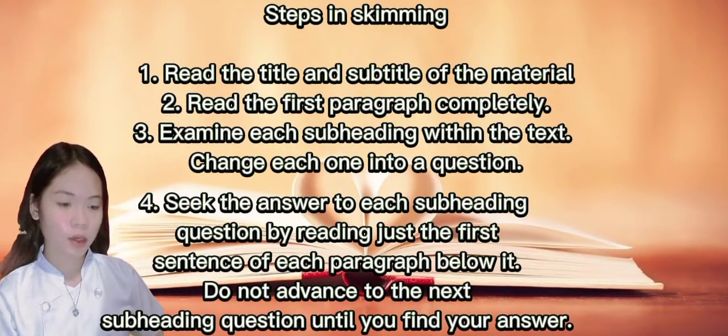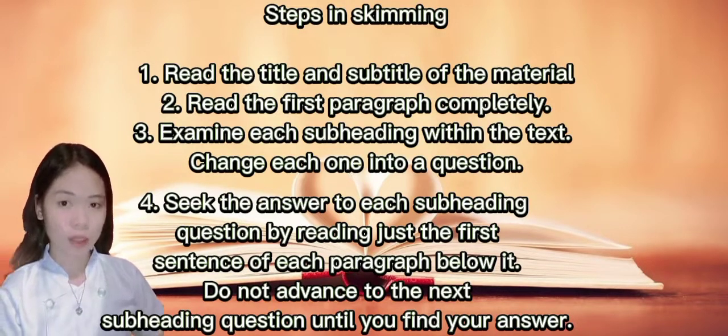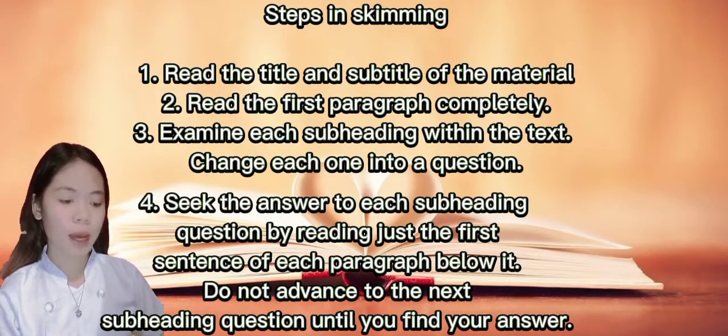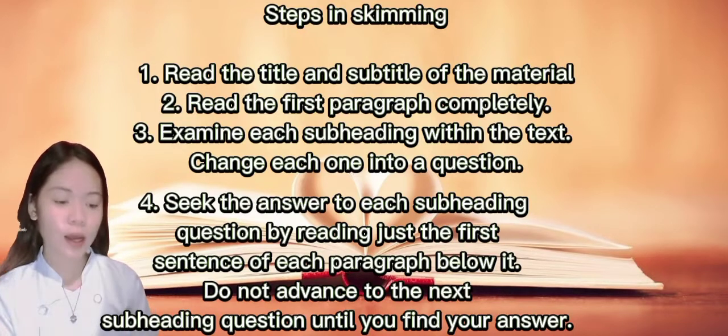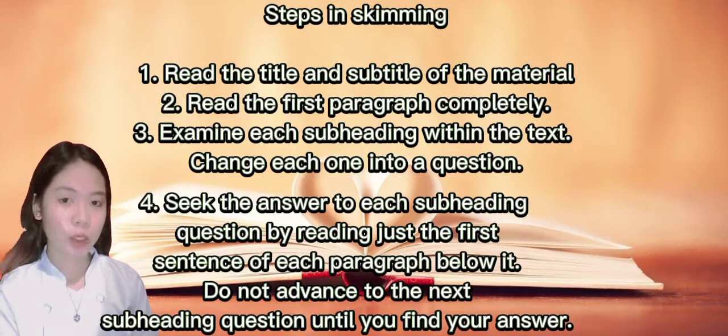Steps in skimming. First, read the title and subtitle of the material. 2. Read the first paragraph completely. 3. Examine each subheading within the text. Change each one into a question. 4. Seek the answer to each subheading question by reading just the first sentence of each paragraph below it. Do not advance to the next subheading question until you find your answer.